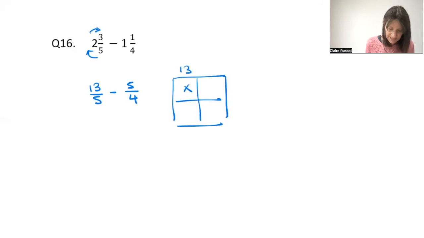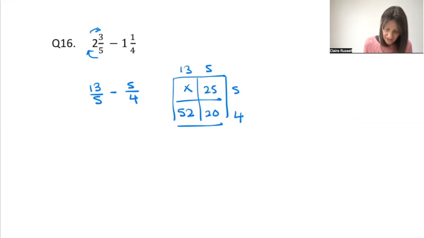And I've got 13, 5, 5, and 4. So I've got 25, 20, and 52. Go back and check the question. It is a takeaway. So 52 take away 25 is 27.